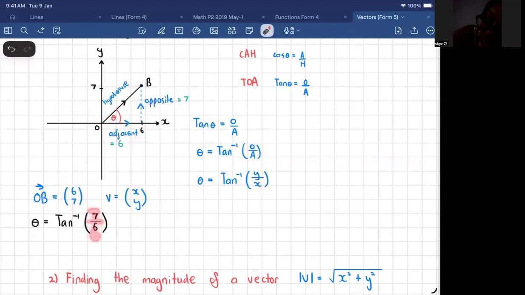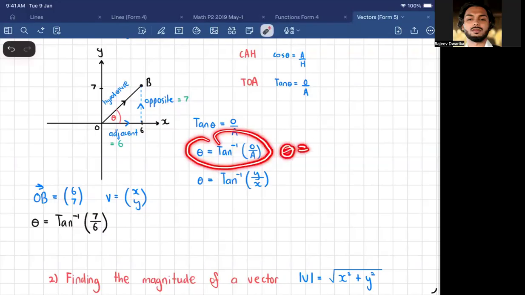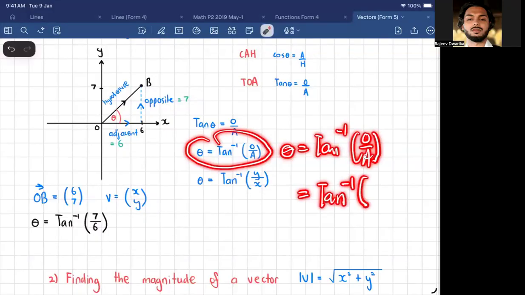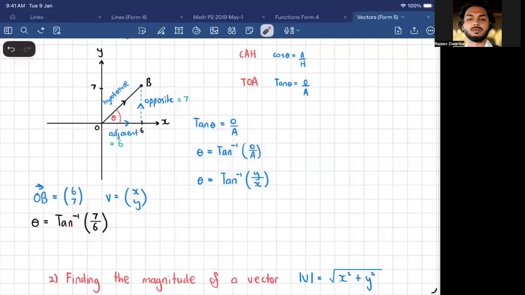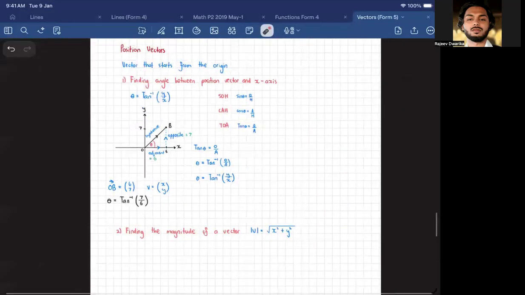Yes, sir. But if you do it like this, you get the same answer. Watch this, right, Sky? So we have tan theta is O over A, right? So we get theta is tan inverse O over A. From the graph, what is O? 7. What is A? 6. Right, the same thing. So the formula we came up with works for all position vectors, and it finds the angle between the vector and the x-axis. So we understand that? Yes, sir.